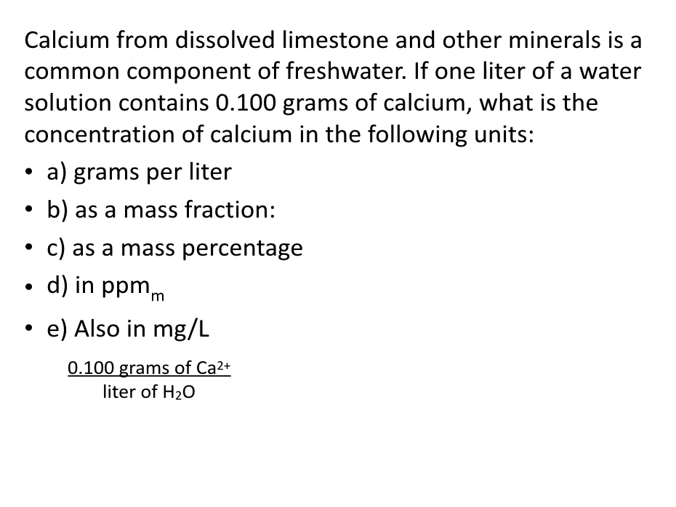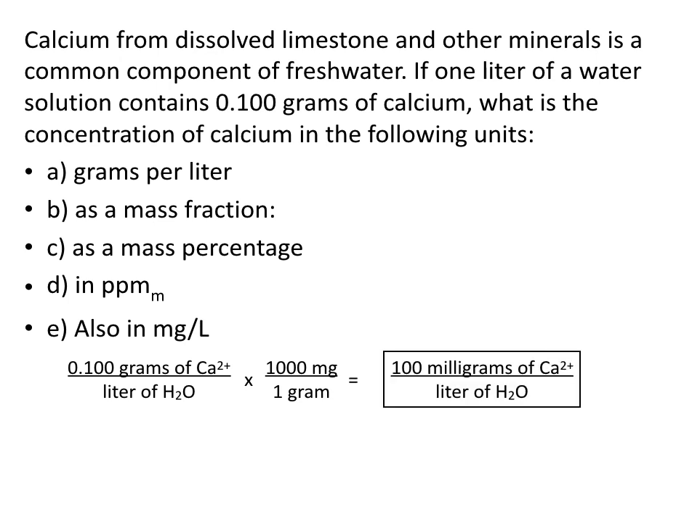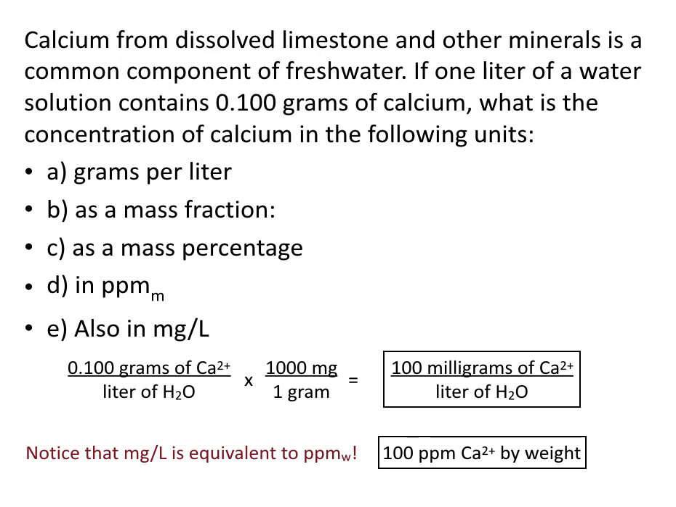Finally, let's look at this in terms of milligrams per liter. If we have 0.100 grams of calcium per liter, we simply multiply by the conversion factor of milligrams per gram for the calcium, and we get 100 milligrams of calcium per liter of water. Notice how this relates to the previous discussion that we had, that 1 milligram per liter of something is equivalent to 1 part per million weight of a substance in water, or fresh water. So we also have a concentration of 100 parts per million of calcium by weight.